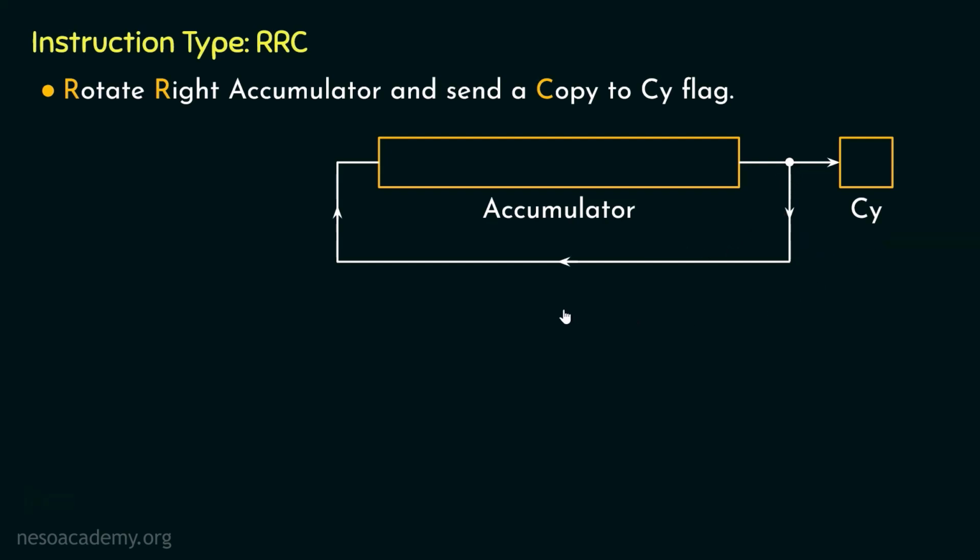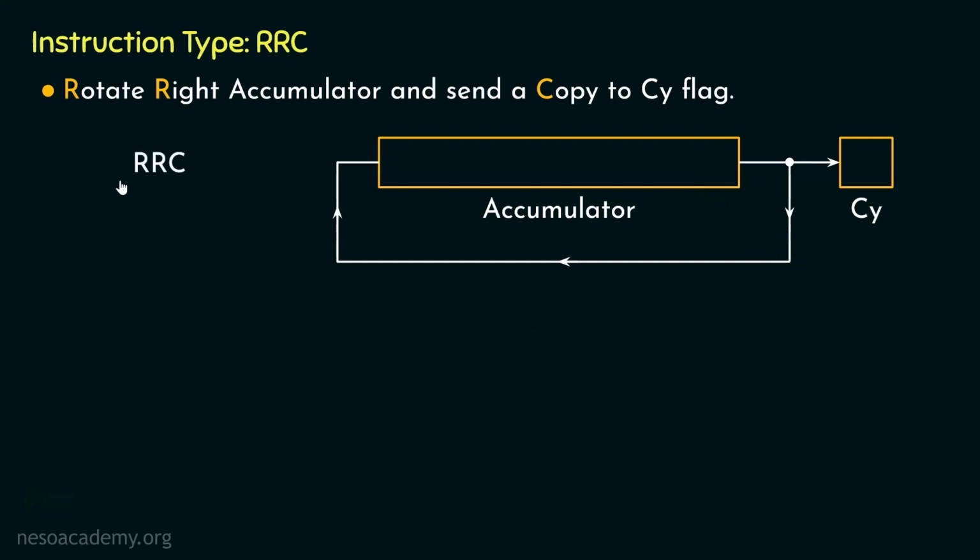And this is just the opposite of the instruction RLC. If you remember, in the previous session when we learnt about the instruction type RLC, the most significant bit's copy was being sent to the carry flag. And that bit eventually became the least significant bit. But in case of RRC, we are supposed to rotate right the accumulator's content and in that process send a copy of that least significant bit to the carry flag.